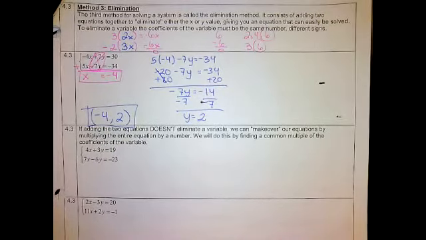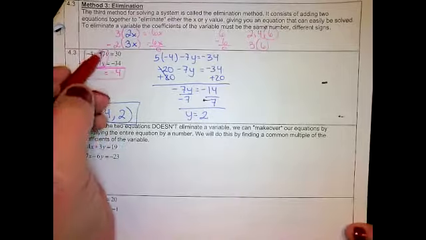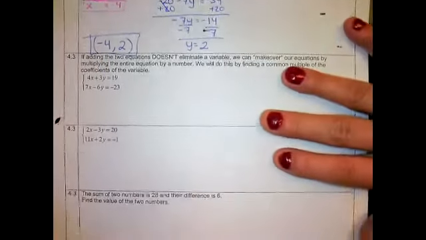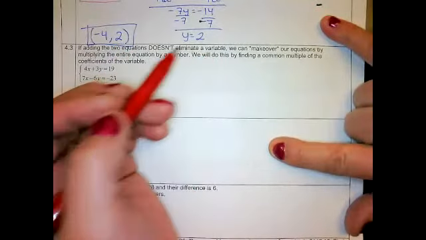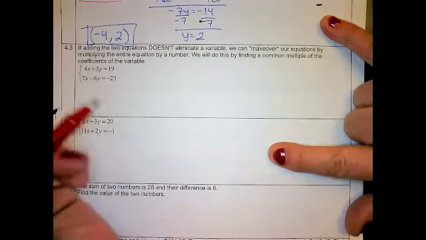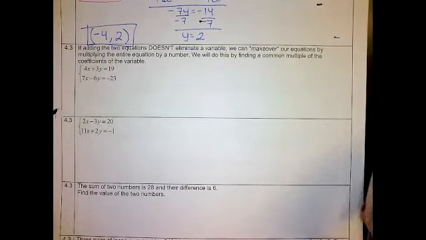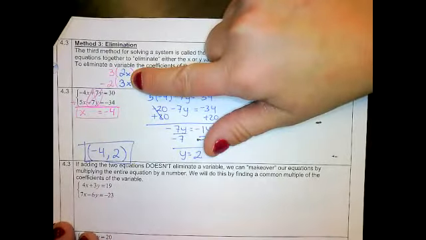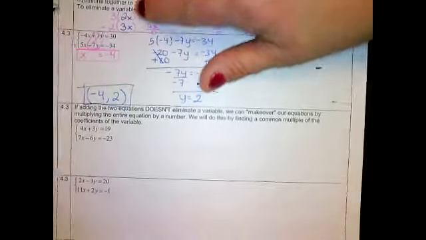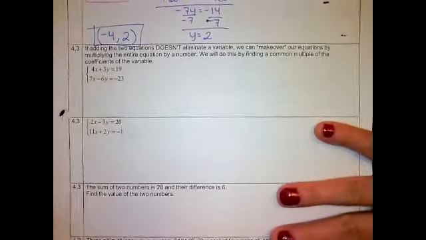So that one was easy. We didn't have to do anything to it. These automatically canceled. But what happens if we can't eliminate a variable just by looking at it? This is where we have to start multiplying things. Sometimes you have to multiply both, like I did here. Sometimes you only have to multiply one. It just depends on what the values are.